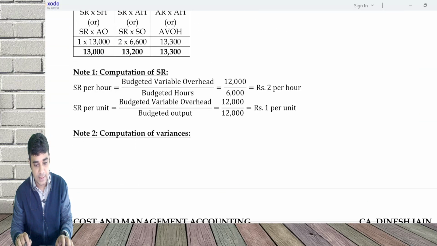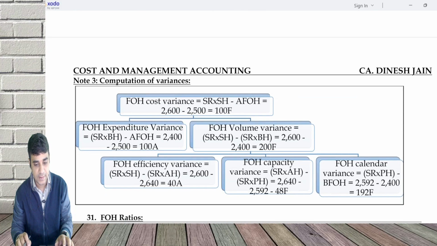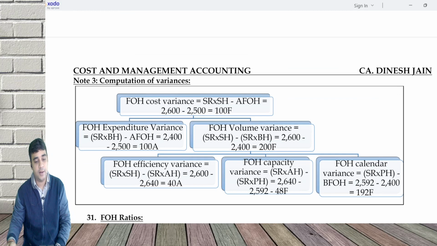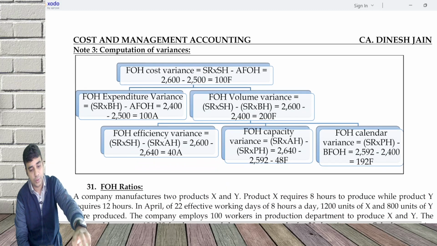Maybe the summary is here again. Anyway, looking at the numbers I've told you, this is the summary. Cost is 100 favorable, expenditure 100 adverse, volume 200 favorable, efficiency 40 adverse, capacity 48 favorable, calendar 192 favorable. Clear? Any doubts on this? Can you proceed? Go through 31.